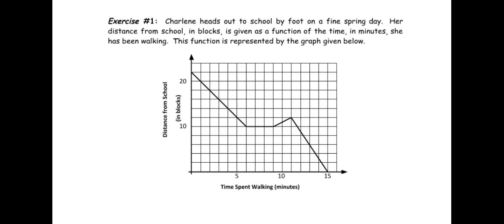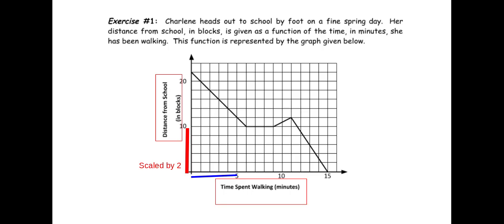So first you want to notice what the axes are labeled as. Over here on our y-axis, it's distance from school in blocks. And the bottom, the x-axis, is labeled as time spent walking in minutes. The next thing you want to look at is your scale. On this axis, if you notice, it goes up to 10, but it's skipping 5 boxes. Therefore, it's scaled by 2. And then on the bottom, it goes 5 boxes, and it ends at 5, so it's scaled by 1.